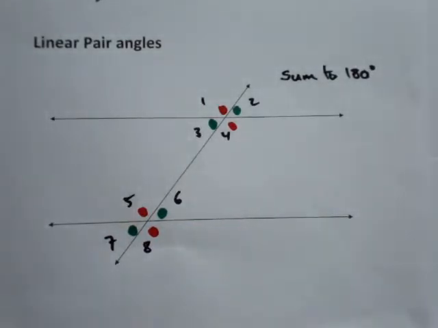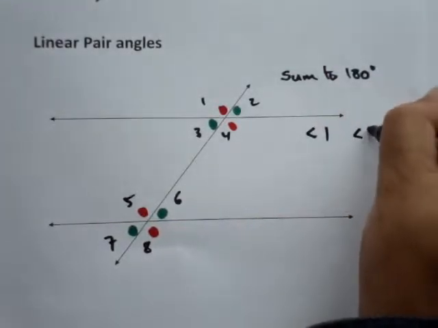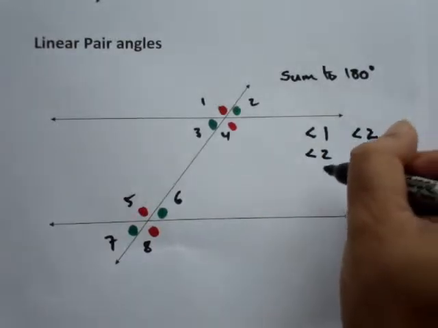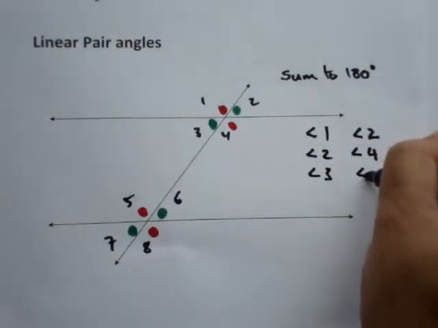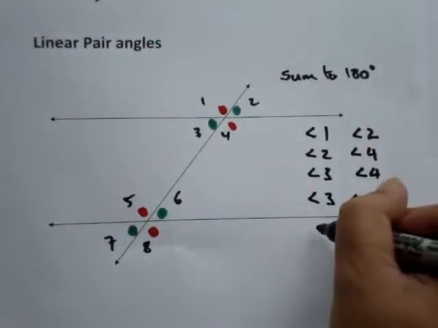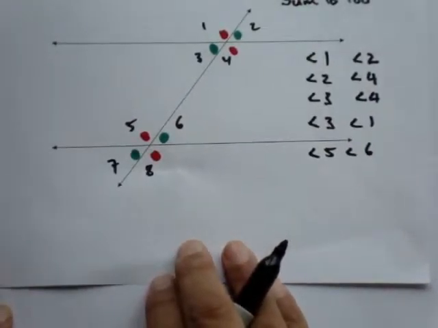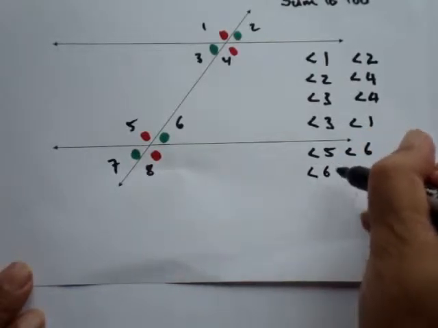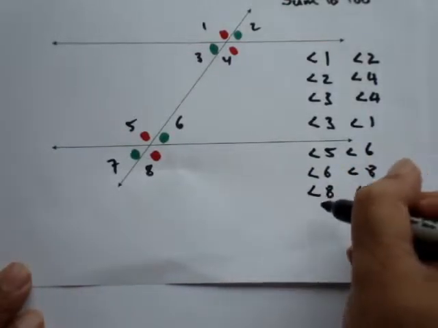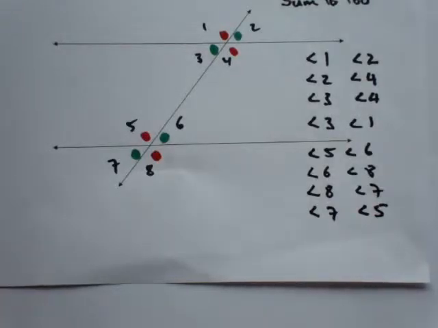1, 2, 3, 4, 5, 6, 7, 8, we can see that the linear pairs of angles which add up to 180 degrees are angle 1 and angle 2. Angle 2 and angle 4 will add up to 180 degrees. Angle 3 and angle 4. Angle 3 and angle 1, angle 5, and angle 6, angle 6, and angle 8, angle 8, and angle 7, and also angle 7, and angle 5. Those are linear pair angles.